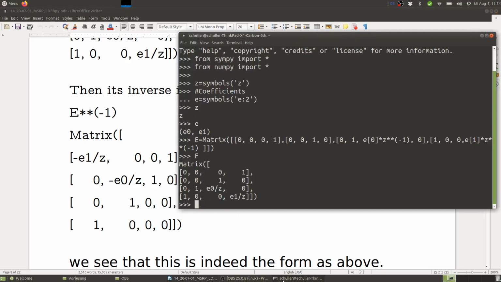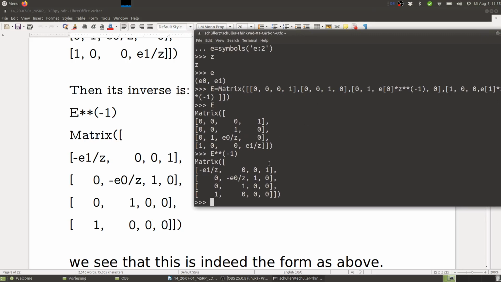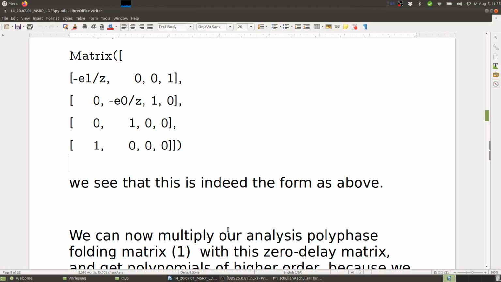So let's try it. So here E to the power of minus 1, which gives us the inverse, and here you can see the result. So it's exactly what we just saw. So here we have the anti-diagonal, and then the diagonal is flipped to the first half, flipped over, and sign changed. Right. So here just flipped over, sign changed, and we still have z to the minus 1. So that means it's still causal. So that works. So we have a confirmation in this example that it works. So we see that this is indeed the form as above.